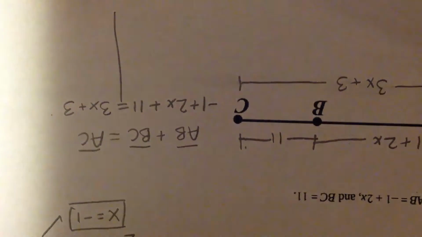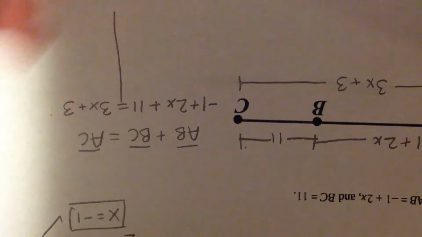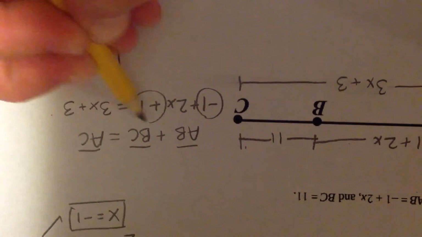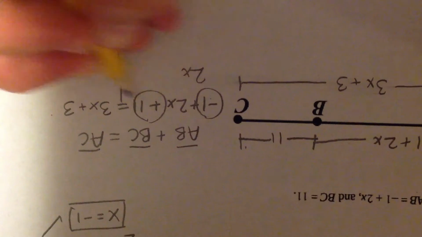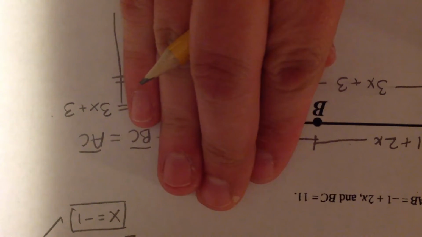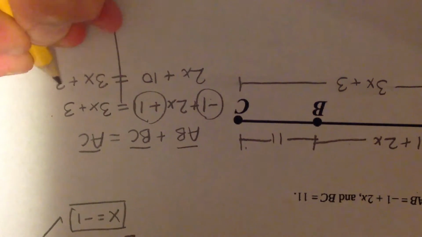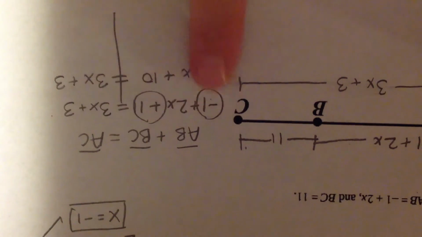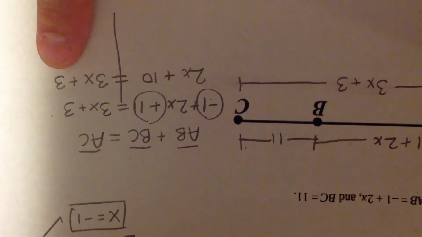Again, what I look for is like terms on either side of the equal sign. I have negative 1 and plus 11. Those are like terms. I can't do anything with the 2x, though, so I'll drop down 2x. Negative 1 plus 11 is positive 10. On the right side of the equation, I can't combine anything. I'll leave 3x plus 3. Now I can't combine my x's because they're on opposite sides of the equal sign. Same thing with my 10 and my 3, they're on opposite sides.